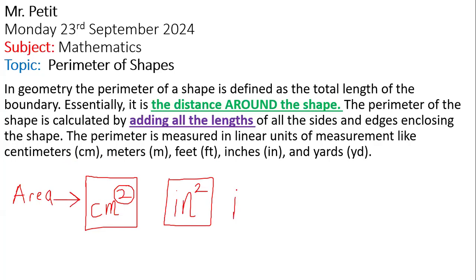Or we get our feet squared, right? That is only for area. These are all for area, right? We don't do that for perimeter. We only leave it as one dimensional, no powers. So just centimeters, meters, feet, inches, yards.